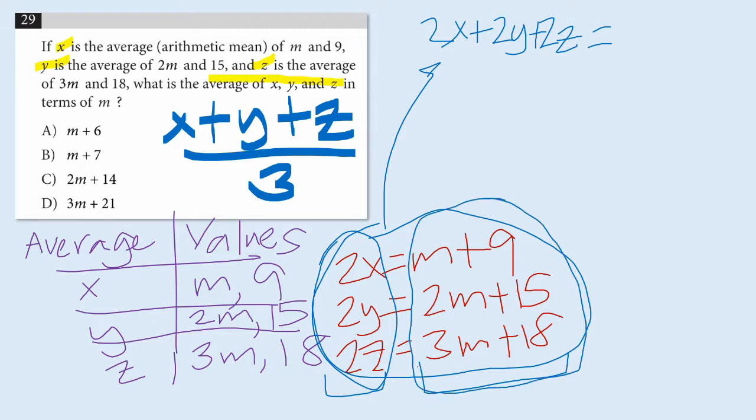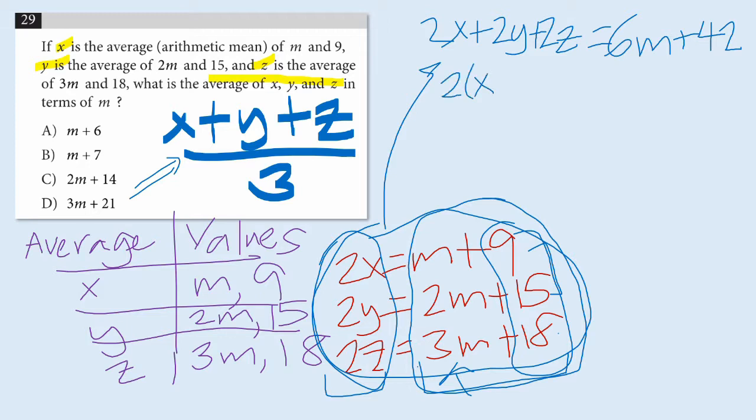So let's first do the m's. m plus 2m plus 3m is 6m. And 9 plus 15 plus 18 is, let's see, 24 plus 18, which is 42. Okay. Now, I want to get to something that looks like x plus y plus z over 3. So on the left, I can factor out a 2. Nothing changes on the right.